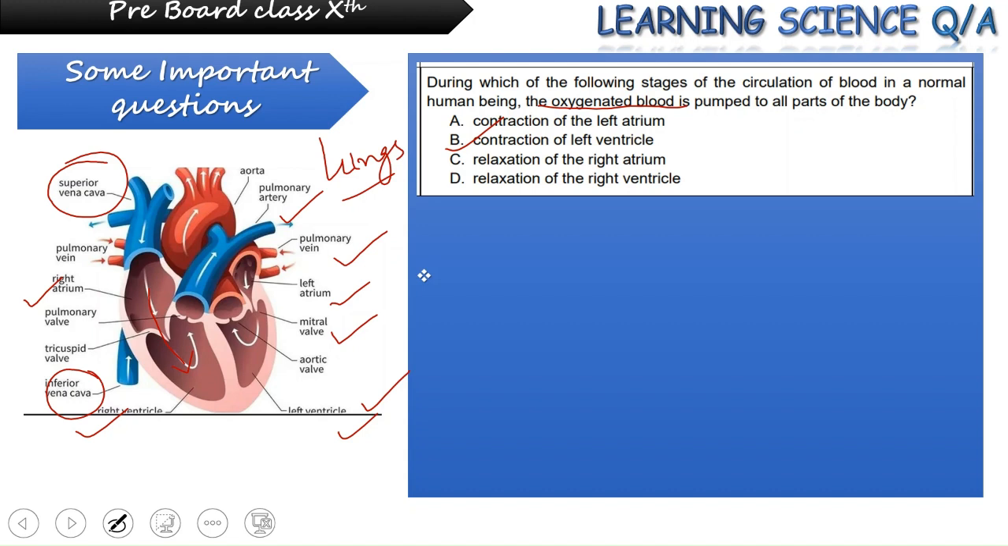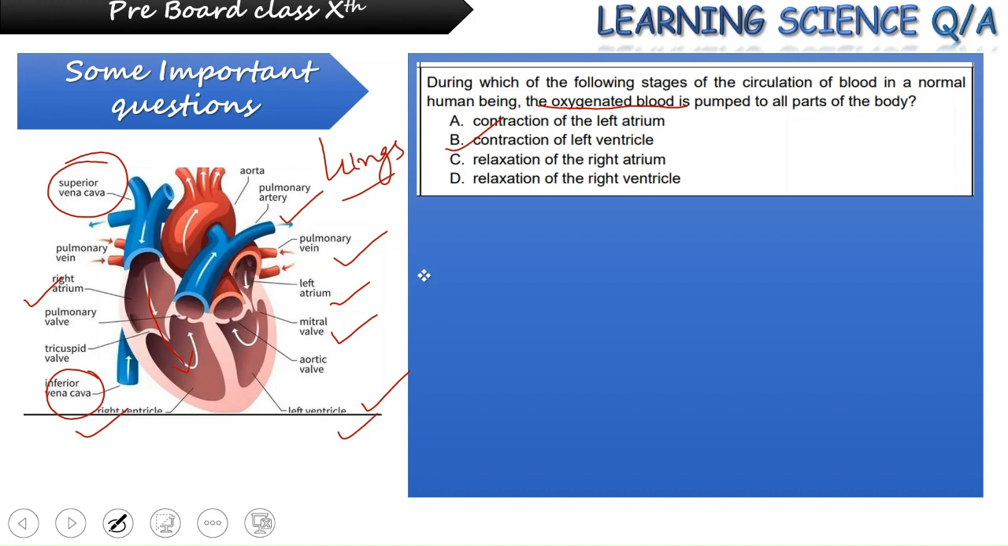Again, we have one exception here from what we have studied earlier, that arteries carry oxygenated blood and veins majorly carry deoxygenated blood. But here we have the pulmonary artery, which is carrying deoxygenated blood to the lungs, and the pulmonary vein, which is carrying oxygenated blood from the lungs towards the heart.